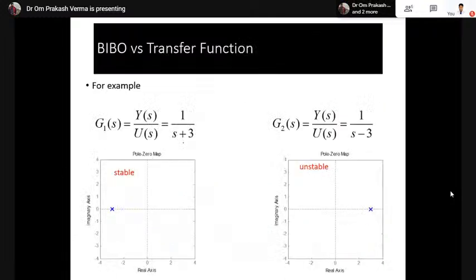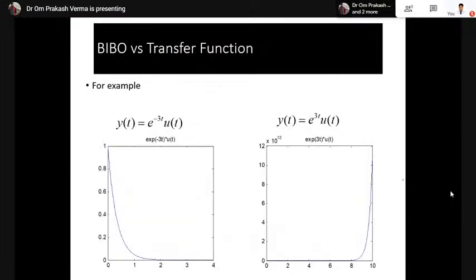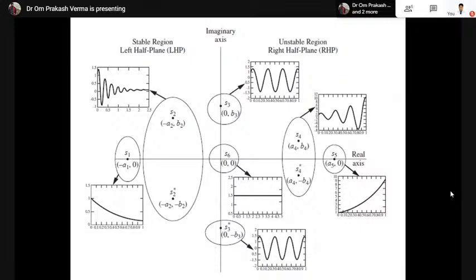Now see, 1 upon s plus 3 is given, and 1 upon s minus 3 is given. For 1 upon s plus 3, the pole is located here, and the system is said to be stable. For the other, the pole is located here, and the system is said to be unstable. Okay, so these are some cases you can find. e to the minus 3t, you can see, is stable. And see here, this is the right half plane and this is the left half plane. So this is the location of the poles.